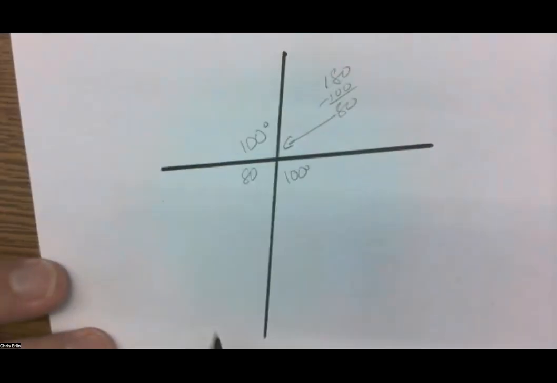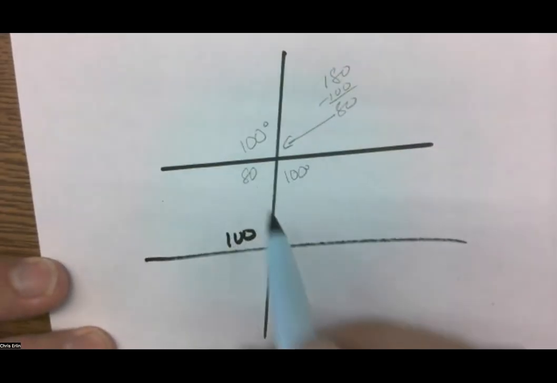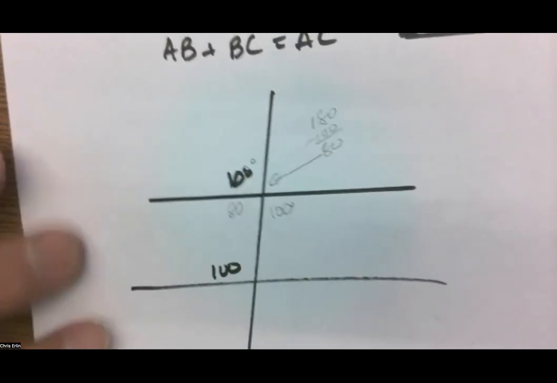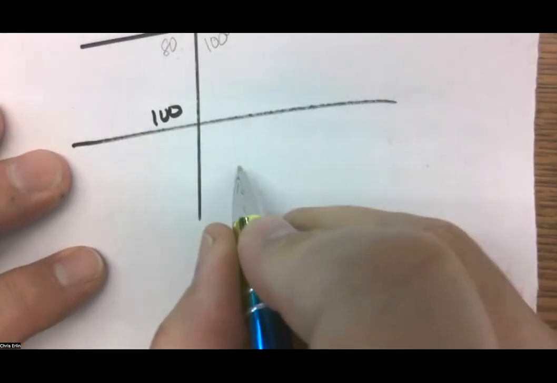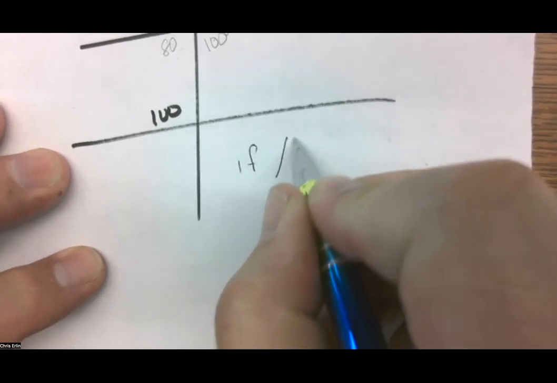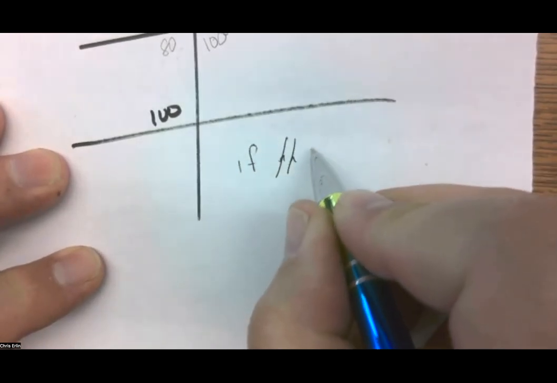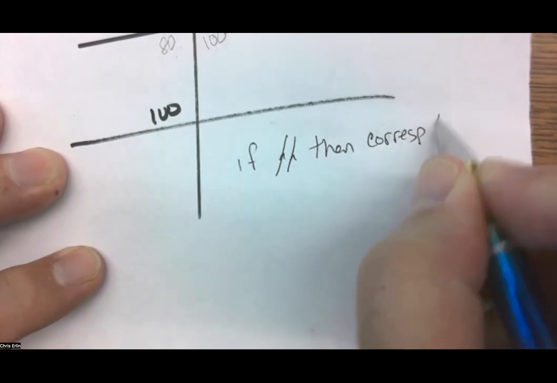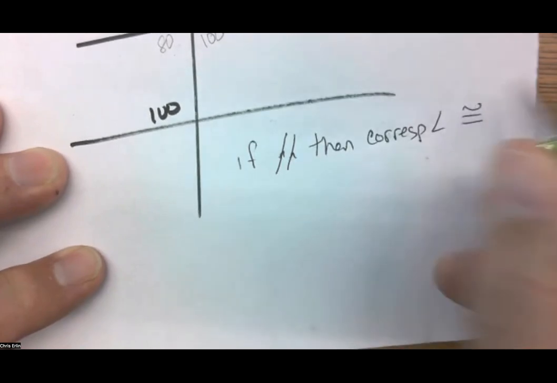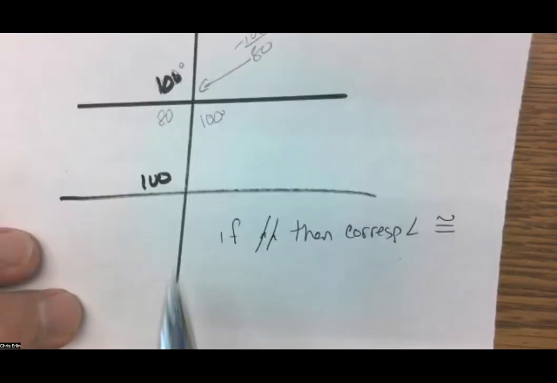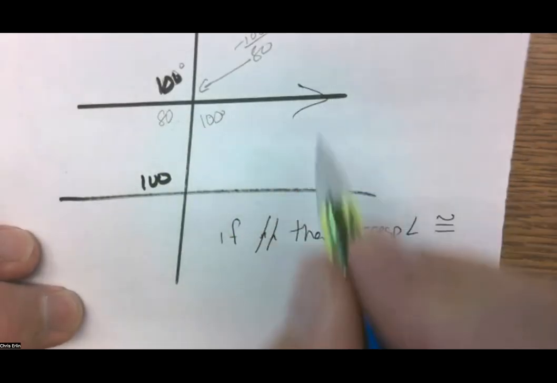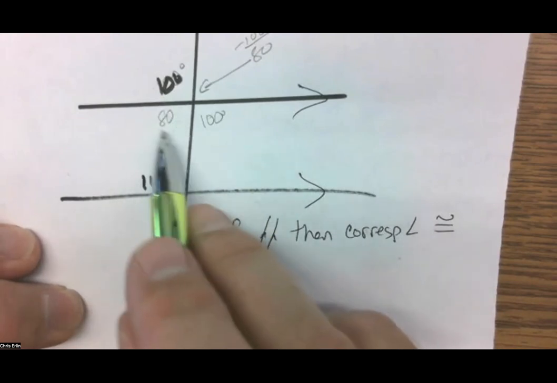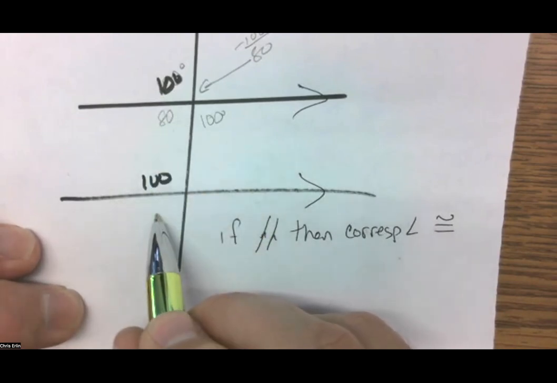So this is going to create for us our first postulate for this unit, our only postulate for this part, which is if parallel lines, then corresponding angles are congruent. If the lines are parallel, then these two angles will be the same. And of course, if this is 80, how big is this one down here going to be?